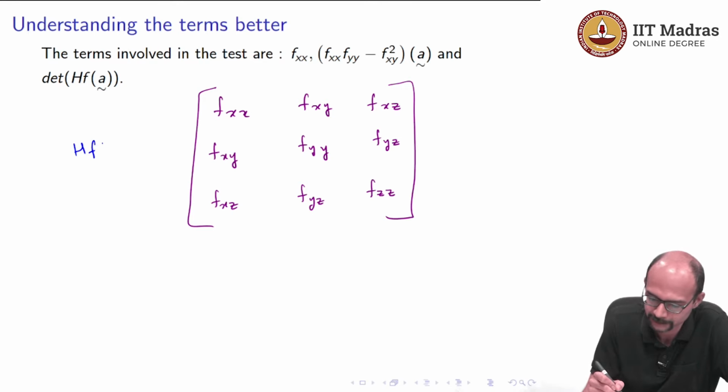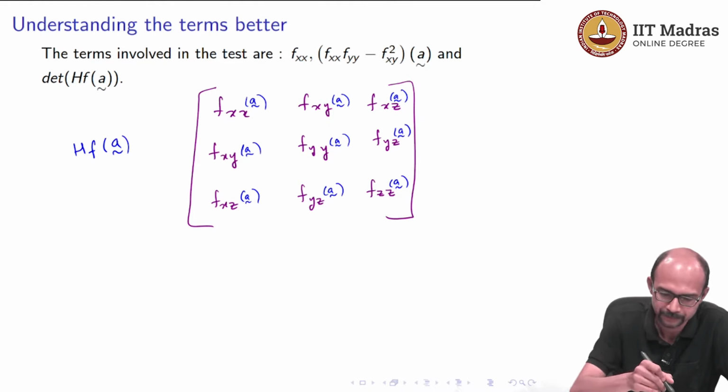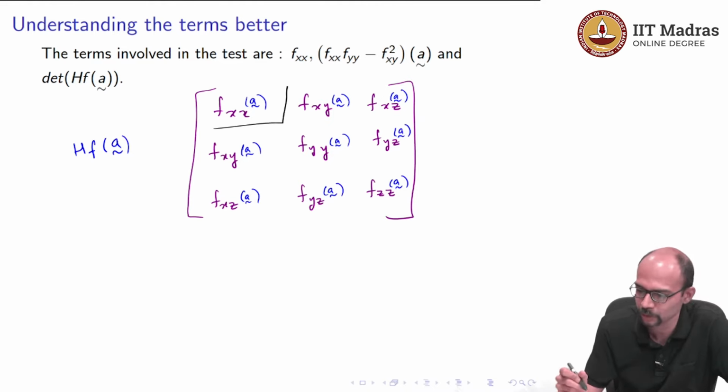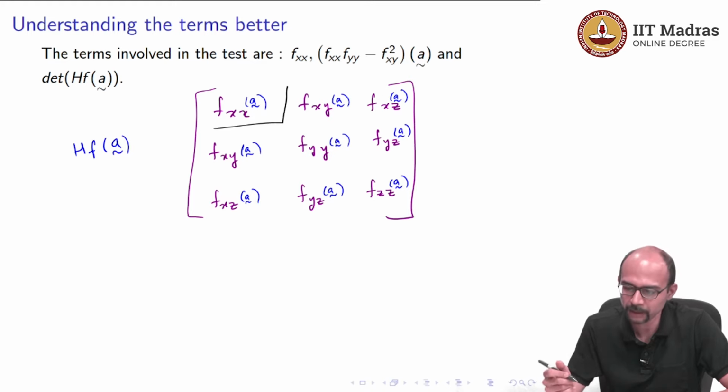So, this is a Hessian matrix, and maybe let us do this at A tilde. So, in that case I have to evaluate all these at A tilde. Right. So, once I evaluate, these are numbers, right? These are all numbers. Okay. And what do these terms correspond to? So, f_xx at A tilde corresponds to this term here. So, it is the 1 by 1 matrix in the top left corner.